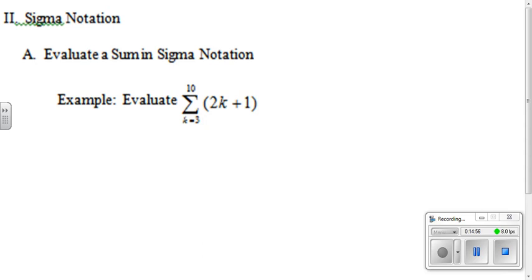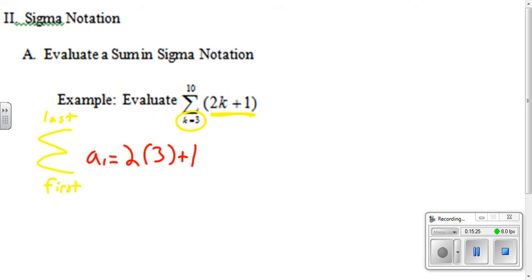Now, we're going to be adding things from this equation, but we're going to start from here. So the one on the bottom of the sigma, this is the first one where you start, and this is the last one where you end. So we start with k equaling 3. If k equals 3, we'd have 2 times 3 plus 1. And again, that's our first term, a sub 1. Our last term then, a sub n, is where we had 10. So we'd say 2 times 10 plus 1.